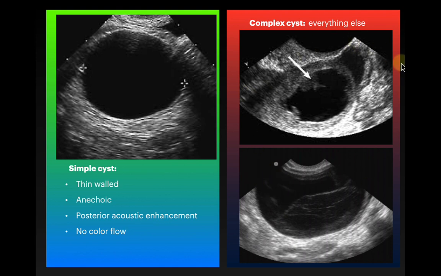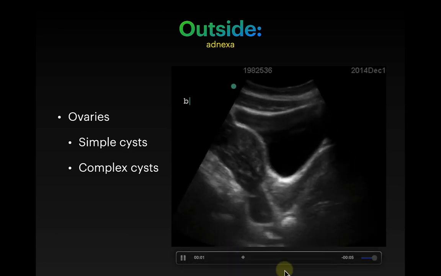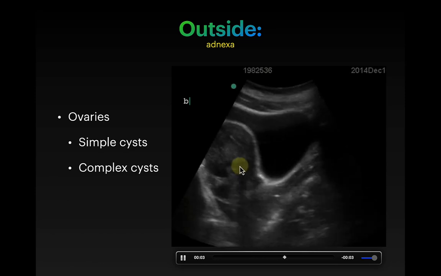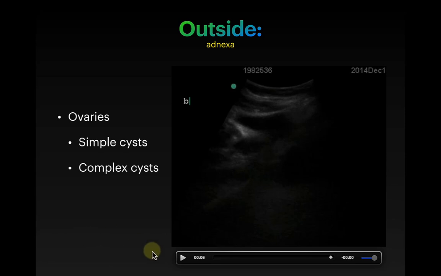So here's one that has thick walls. Here's one that has contents. So both of those are complex cysts. You can see them on transvaginal. You can see them on transabdominal. This is a transabdominal ultrasound of a uterus with a complex thick-walled cyst. So even though there's no echoes in it, it is considered complex. Doesn't necessarily mean it's pathologic. It just means it's not simple.